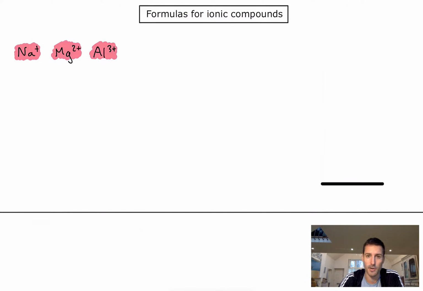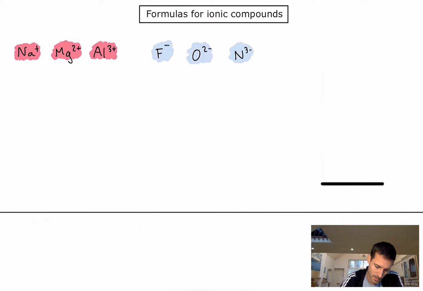For our negative ions, or anions, let's take fluorine first of all. That forms the fluoride ion with one negative charge. The oxide ion has two negative charges, and the nitride ion has three negative charges. So we're going to try some different combinations of these positive and negative ions and work out how to write the formulas for the resulting compounds.